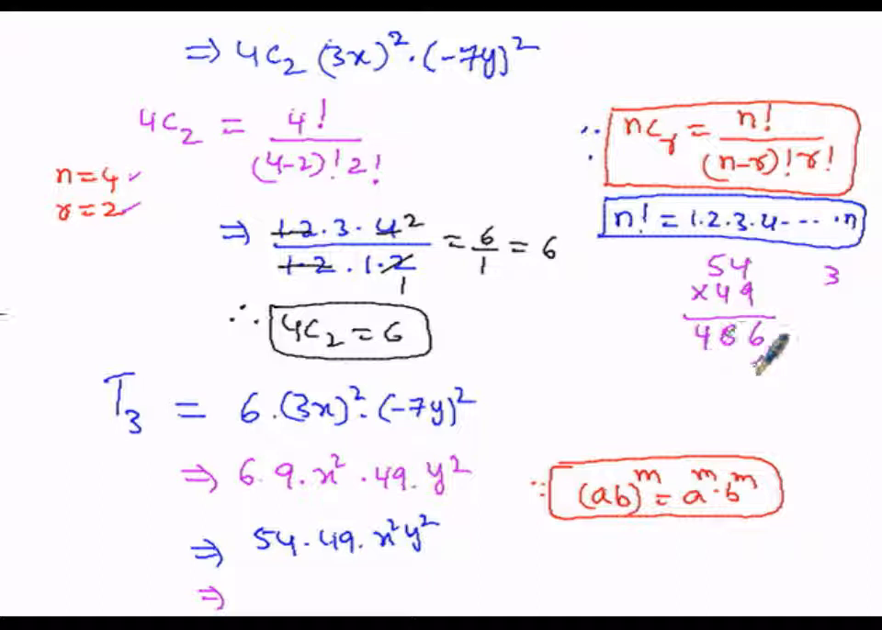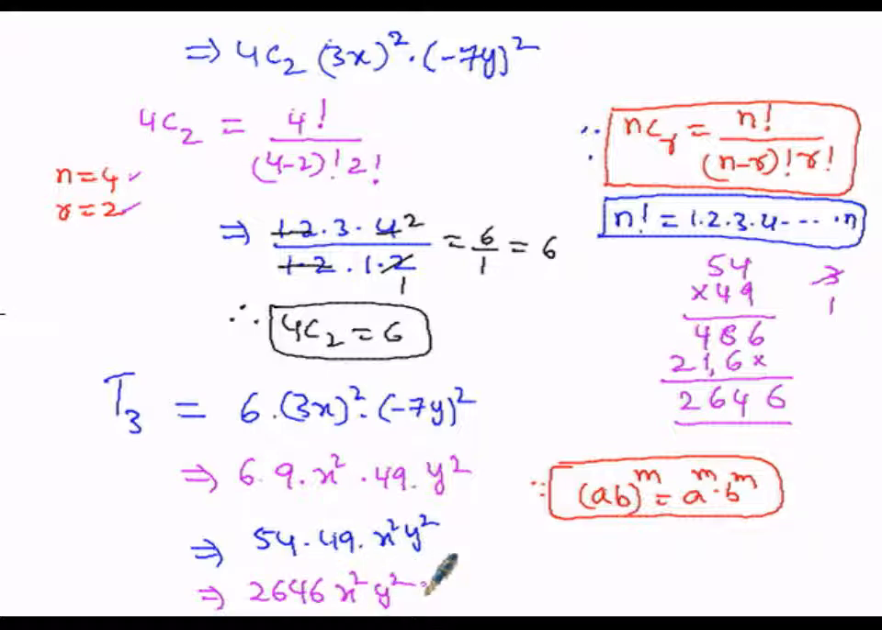Then leaving space here, 4 fours are 16 carry 1, 4 fives are 20 plus 1 is 21. Then 6, 8 plus 6 is 14 carry 1, 4 plus 1 is 5, 5 plus 1 is 6. Then it is 2, 2 6 4 6. So that equals 2646 x^2 y^2. This is T3, which is the middle term. Therefore, the middle term of the binomial expansion, T3, is equal to 2646 x squared y squared.